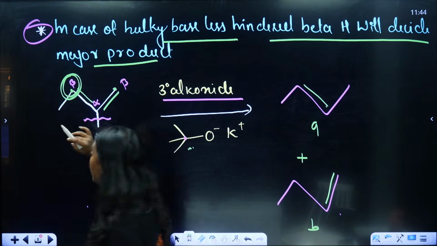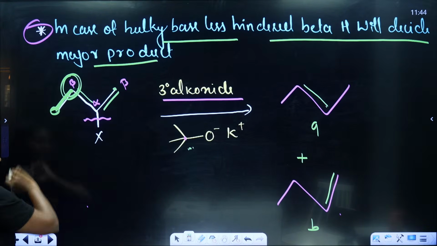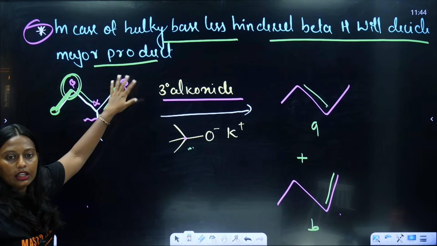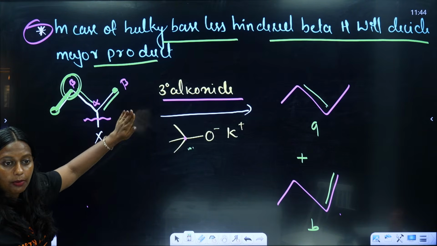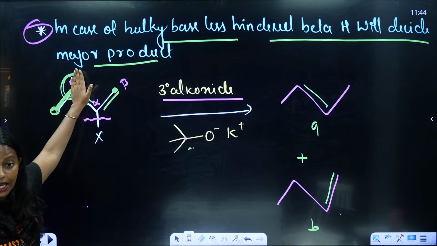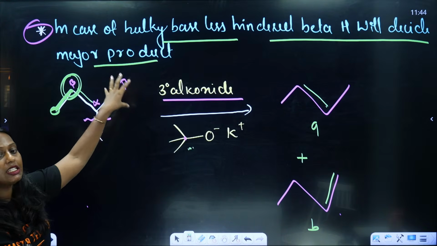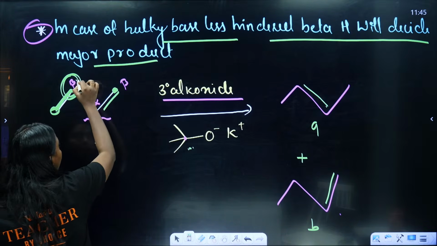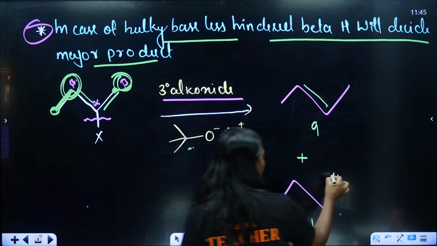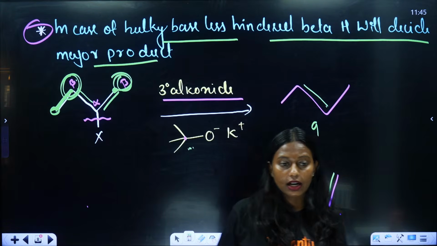When you consider this beta carbon, here you can see one more group is there. But when you consider this one, there are no other groups directly attached to this beta carbon. So it is the less hindered beta carbon as compared to this one. So the double bond will form here. Is it clear guys?